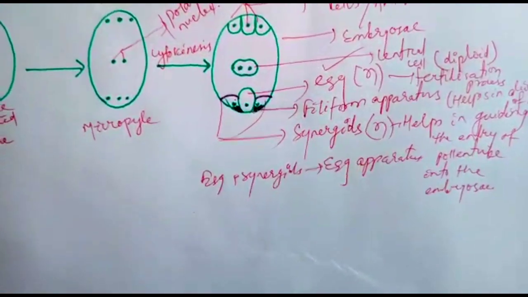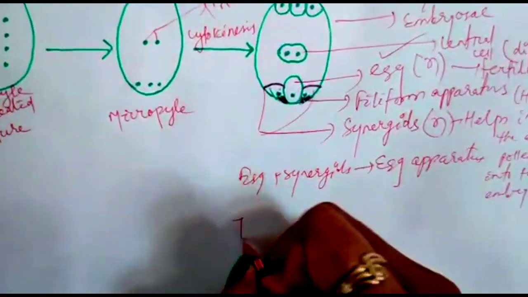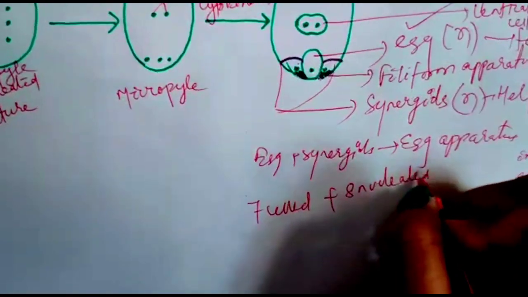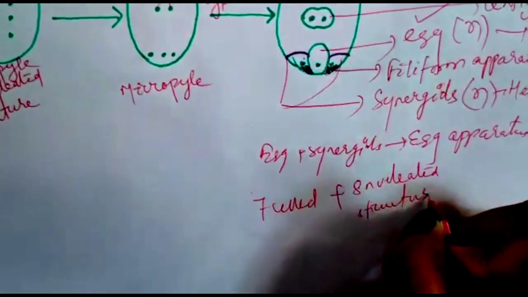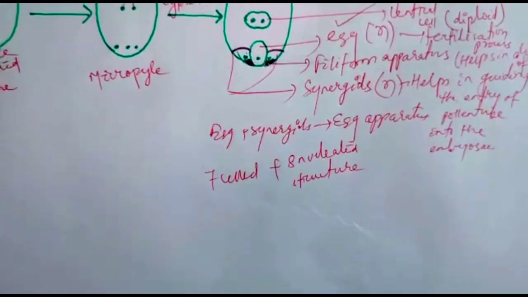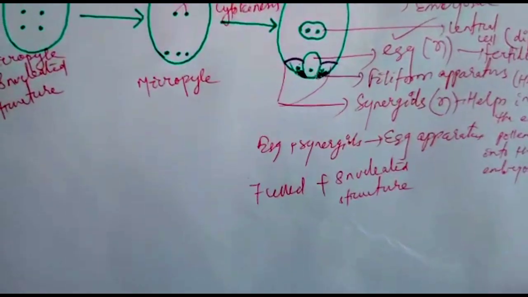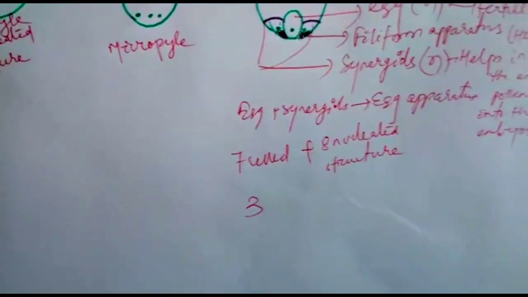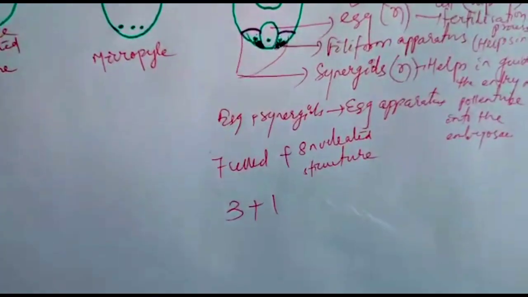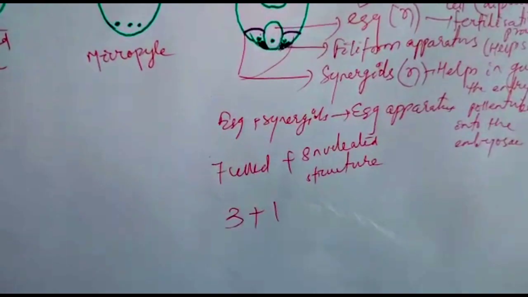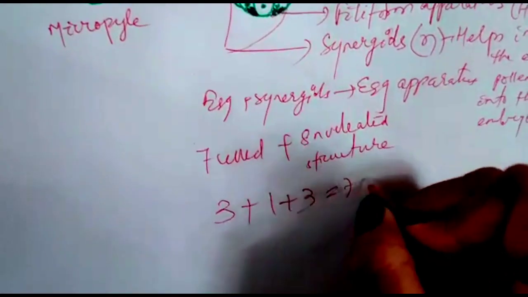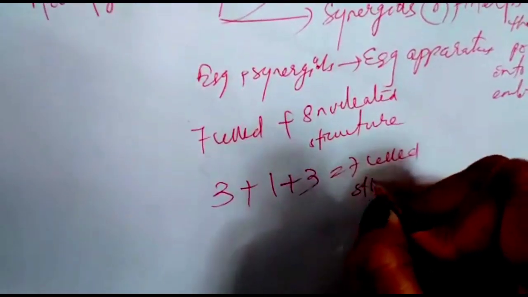So this embryo sac is a 7-celled and 8 nucleated structure. So how is it a 7-celled structure? In the chalazal end there are 3 antipodal cells. Then in the middle it contains a large central cell and in the micropylar end it contains 3 cells. So 3 plus 1 plus 3 is equal to a 7-celled structure.